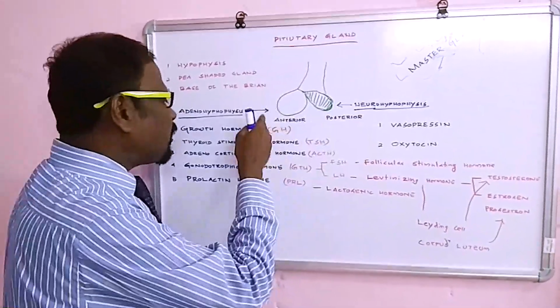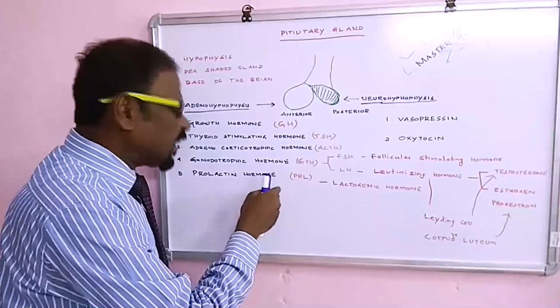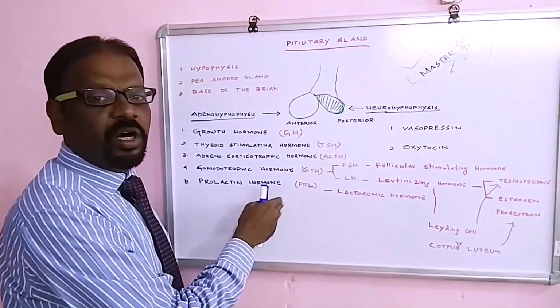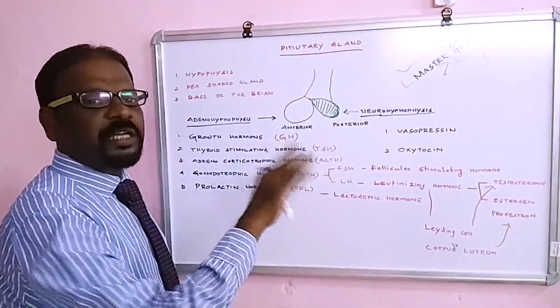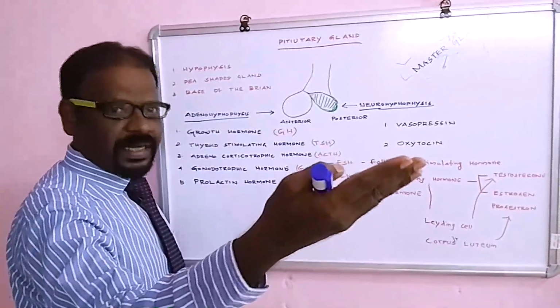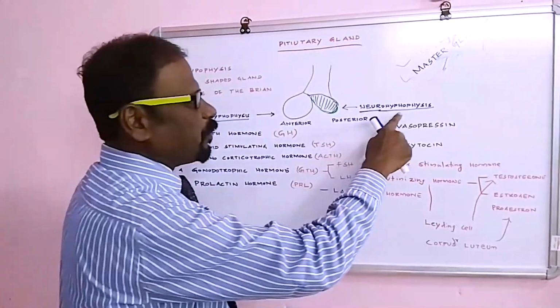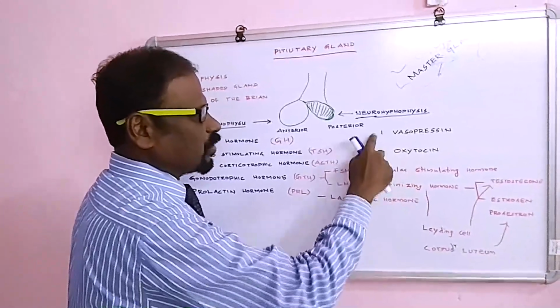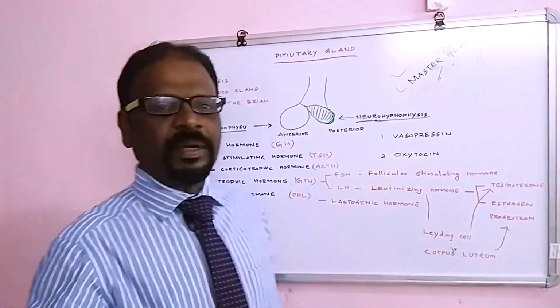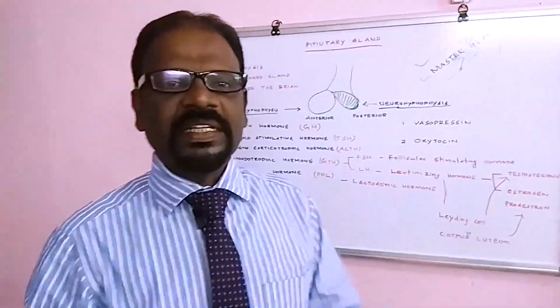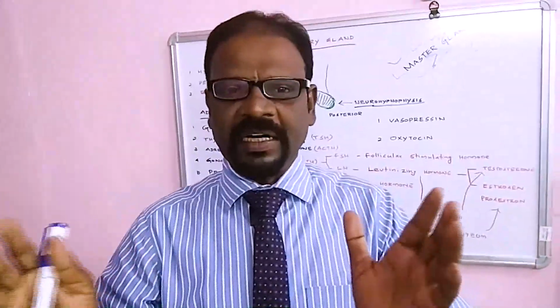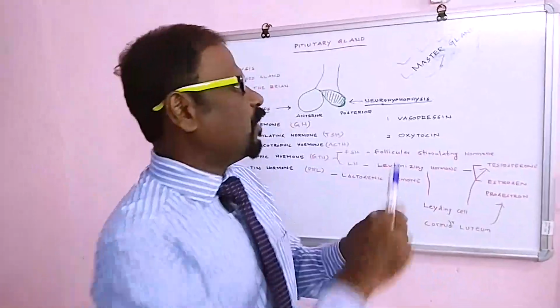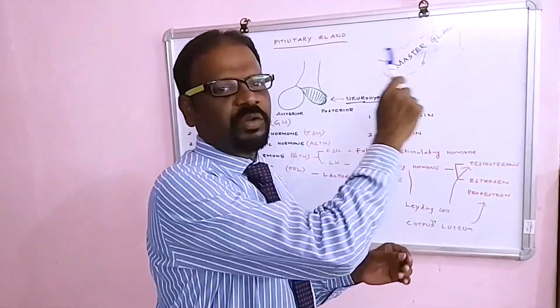The adenohypophysis secretes some hormones which control particular glands, and the neurohypophysis also secretes some hormones. Now let us see one by one what hormones are secreted by the pituitary gland. Why is it called the master gland? The reason we are going to see.